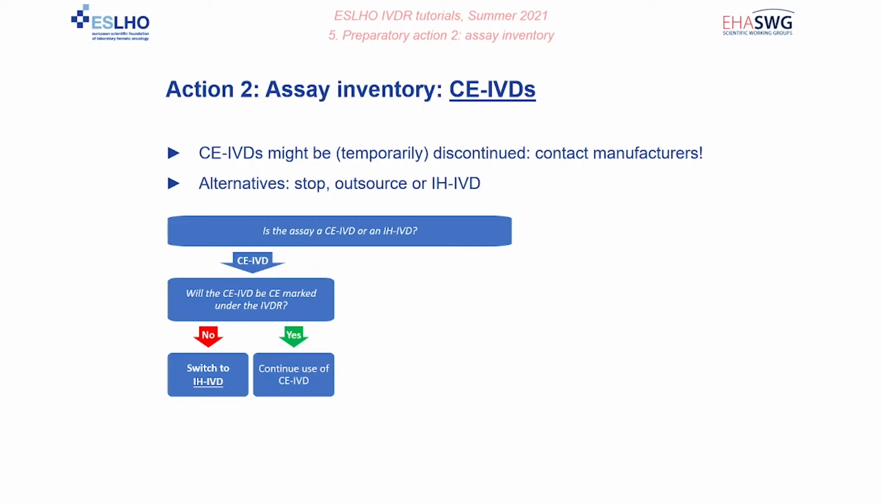If it will be discontinued, there are a few alternatives. You can switch to an in-house device, so implement an in-house test to be able to still run your analysis and get the results that you need. This would be an effort, of course. Or you can send your samples to another lab that can do the test for you. Or you can just stop the test altogether.